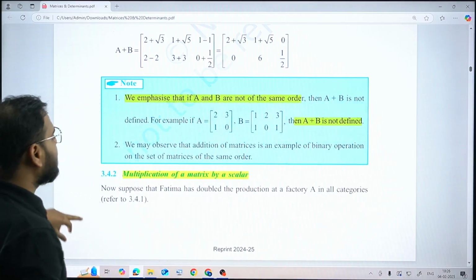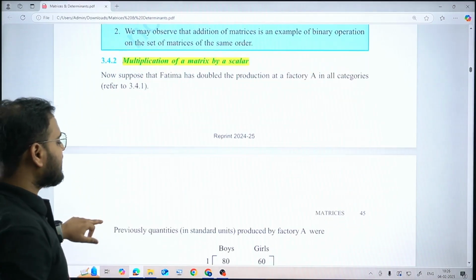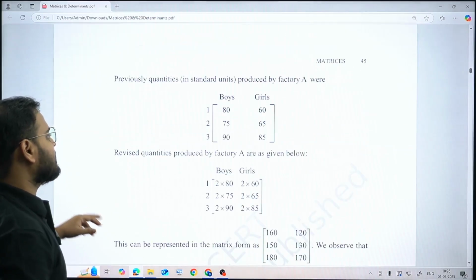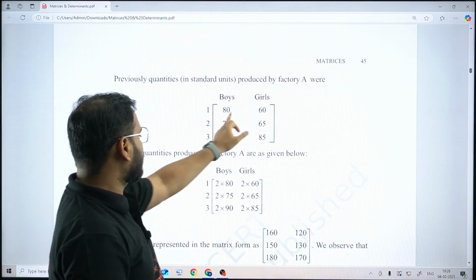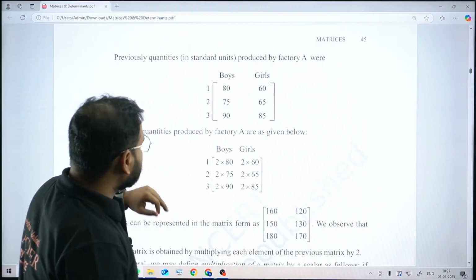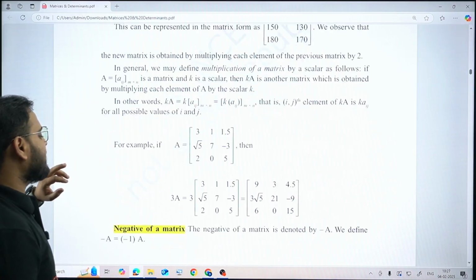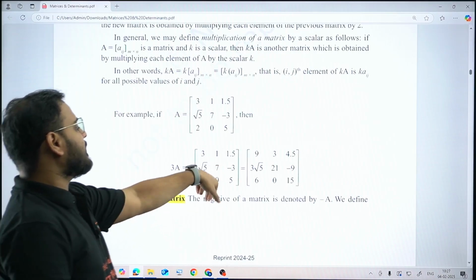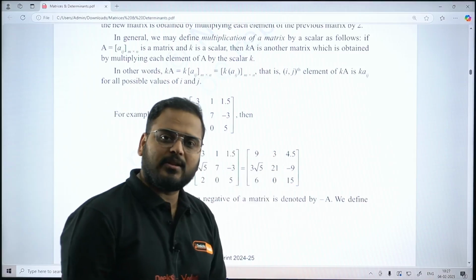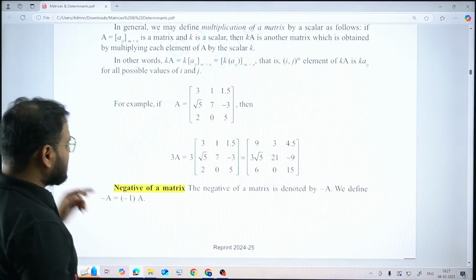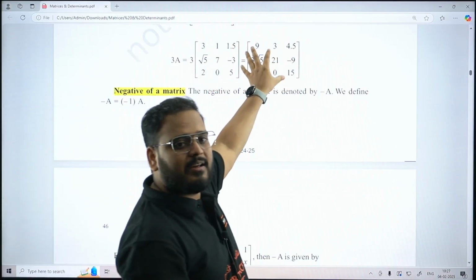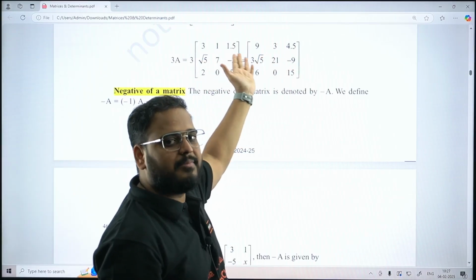Chaliye. Multiplication by a scalar. Simple, sir. The number which is given, multiply to all the elements. For example, multiplying by 2, so multiply 2 with everything. Scalar multiplication is very, very simple. Whatever the number given, multiply to all the elements. If there's a number common between all the elements, you can take it outside the matrix.